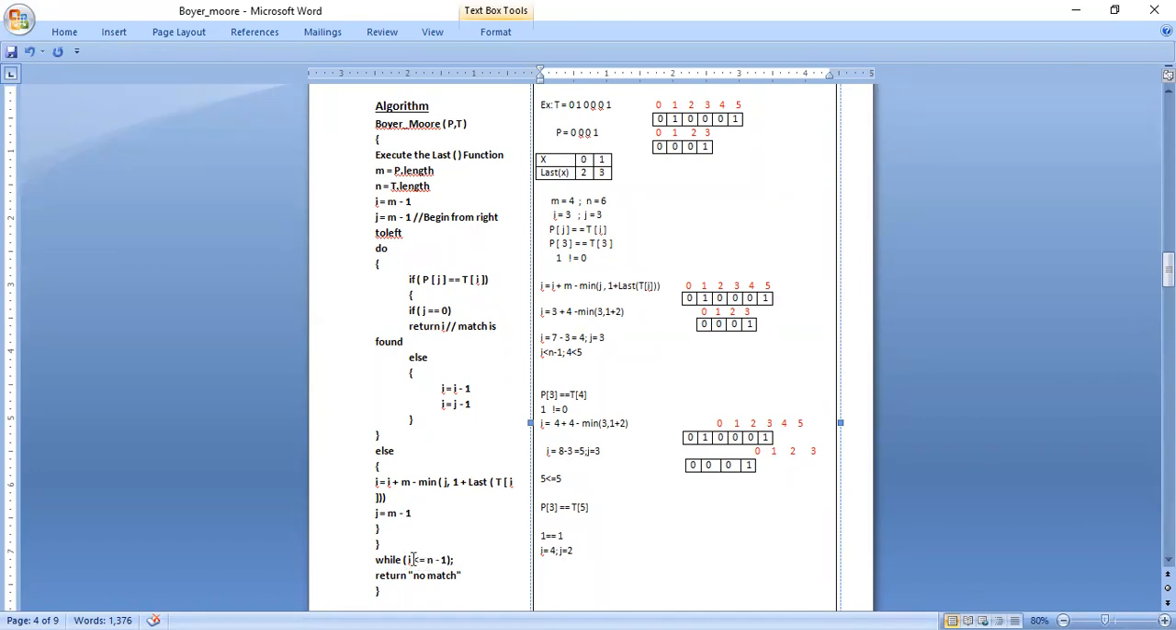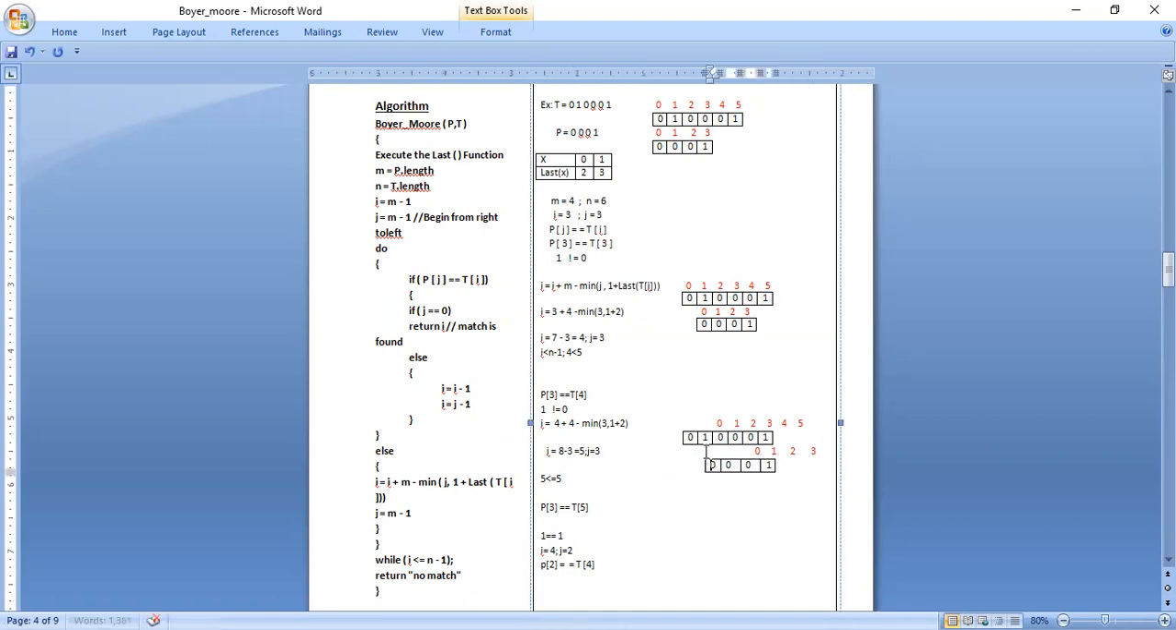Again, checking for the condition i less than n minus 1, 4. Yeah, 4 is less than 6. So again, it's going to perform the do loop. So in that, what is it going to check? Now it's checking for P of j equal to T of i. So P of j means P of 2 equal to T of i. So what is T of i? i is 4. So T of 4 is going to be checked. So what is P of 2?